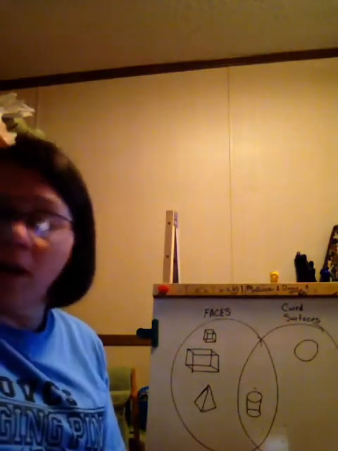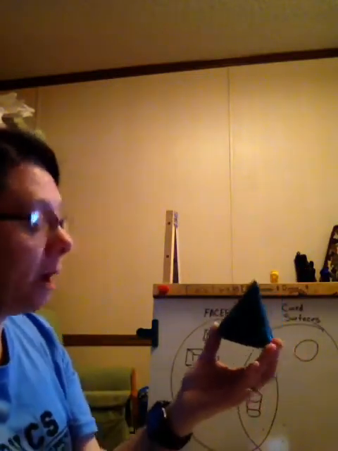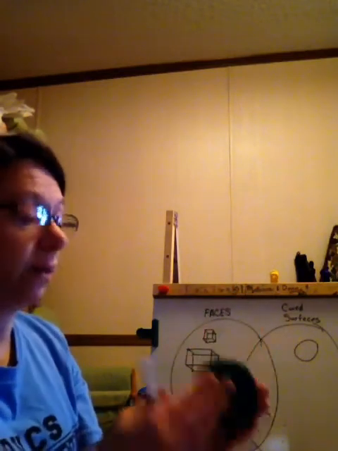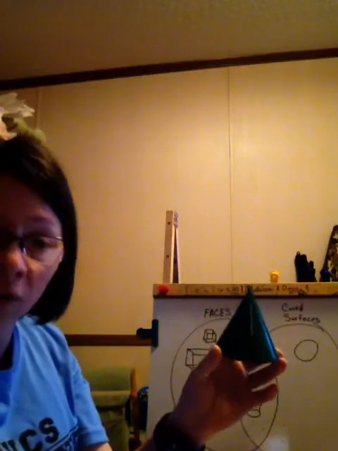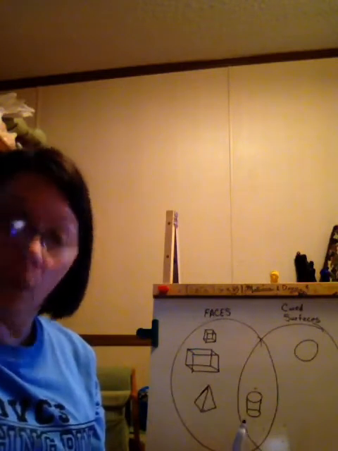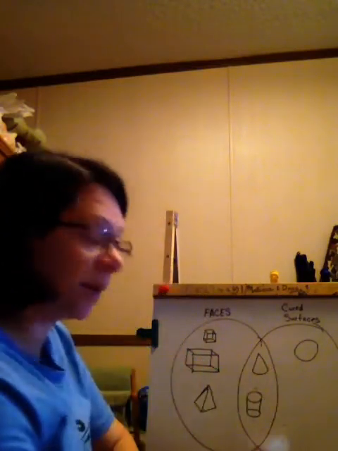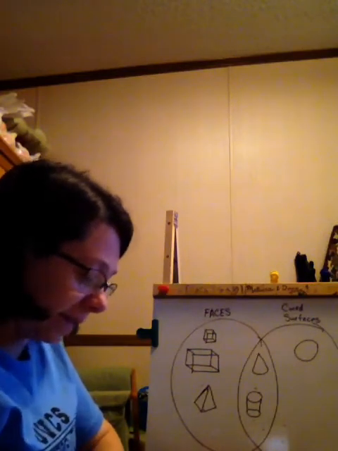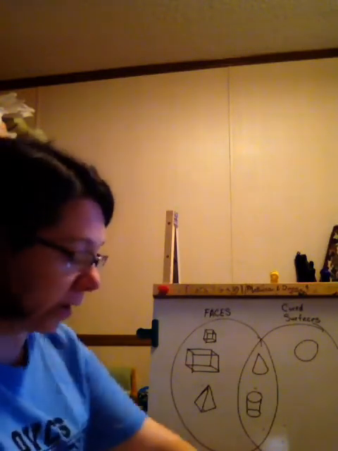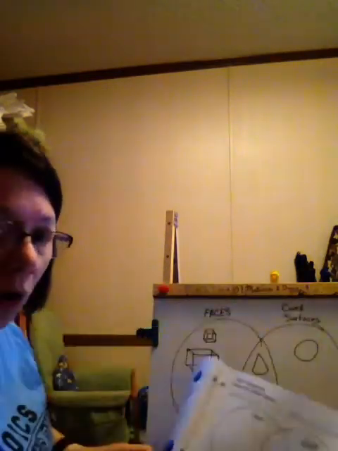And our last one we have is a cone, like an ice cream cone or maybe a birthday hat. So, does it have any faces? It has a face. Does it have any curved surfaces? It has a curved surface. So, where will we put that one? We will put it with faces and curved surfaces. So we're going to put it there. And so that should complete your chart at the top of your page. Here, you can put all those in there.